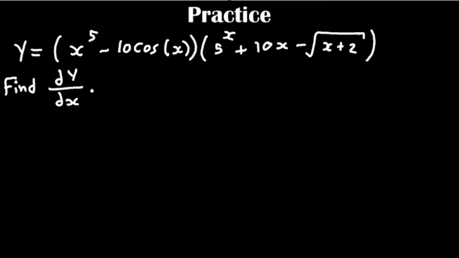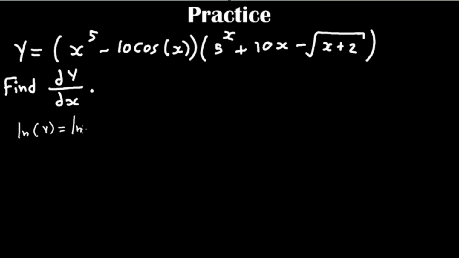Alright, so we're given that y is x to the fifth minus 10 cosine of x all times 5 to the x plus 10x minus the square root of x plus 2. And we want to know the derivative of that. Remember, the first step is just take the natural log of both sides. So we get natural log of y is equal to, okay, so we have a product here. So when we do the natural log, we can split up. Instead of having a product on the inside, we have a sum on the outside.